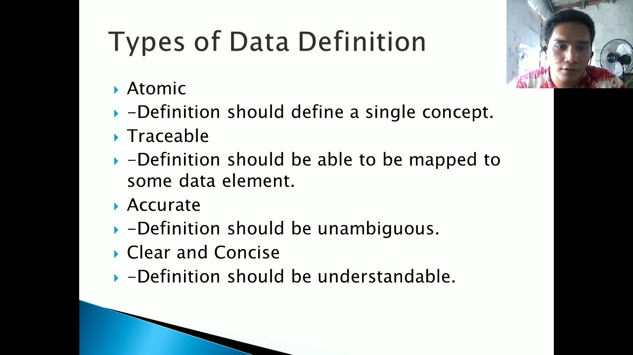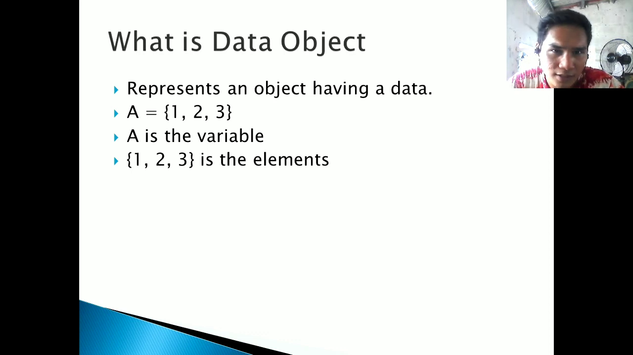Clear and concise: definitions should be understandable, easy to understand or maybe easy to remember. So, what are data objects? A data object represents an object having data. As far as I know, the object determined here is what we call a variable or element.